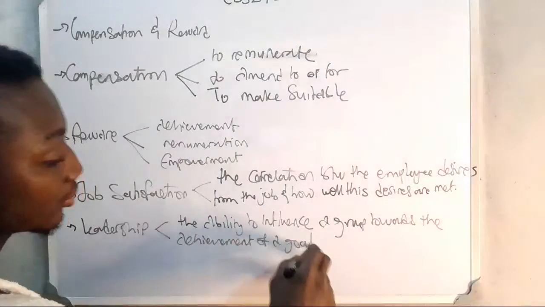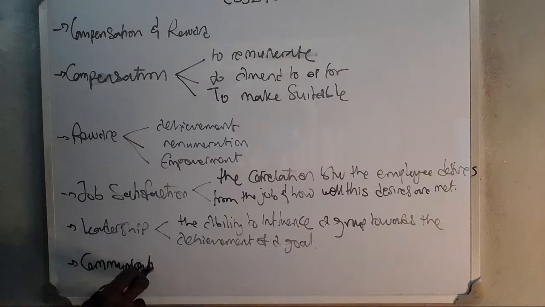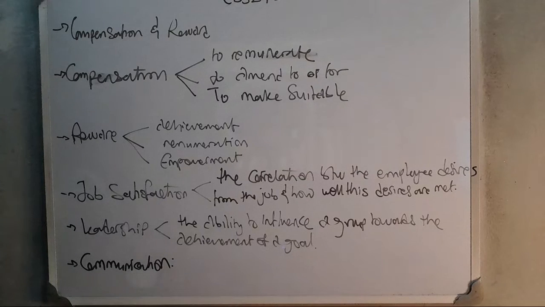That's according to Robbins in 2001. So we have that. Now let's continue. We have communication. Don't forget, all these things are still under the management, the personnel management. So that's some terminology we are just quickly dissecting. Communication, as we all know, is the transmission of information and understanding the use of common symbols.